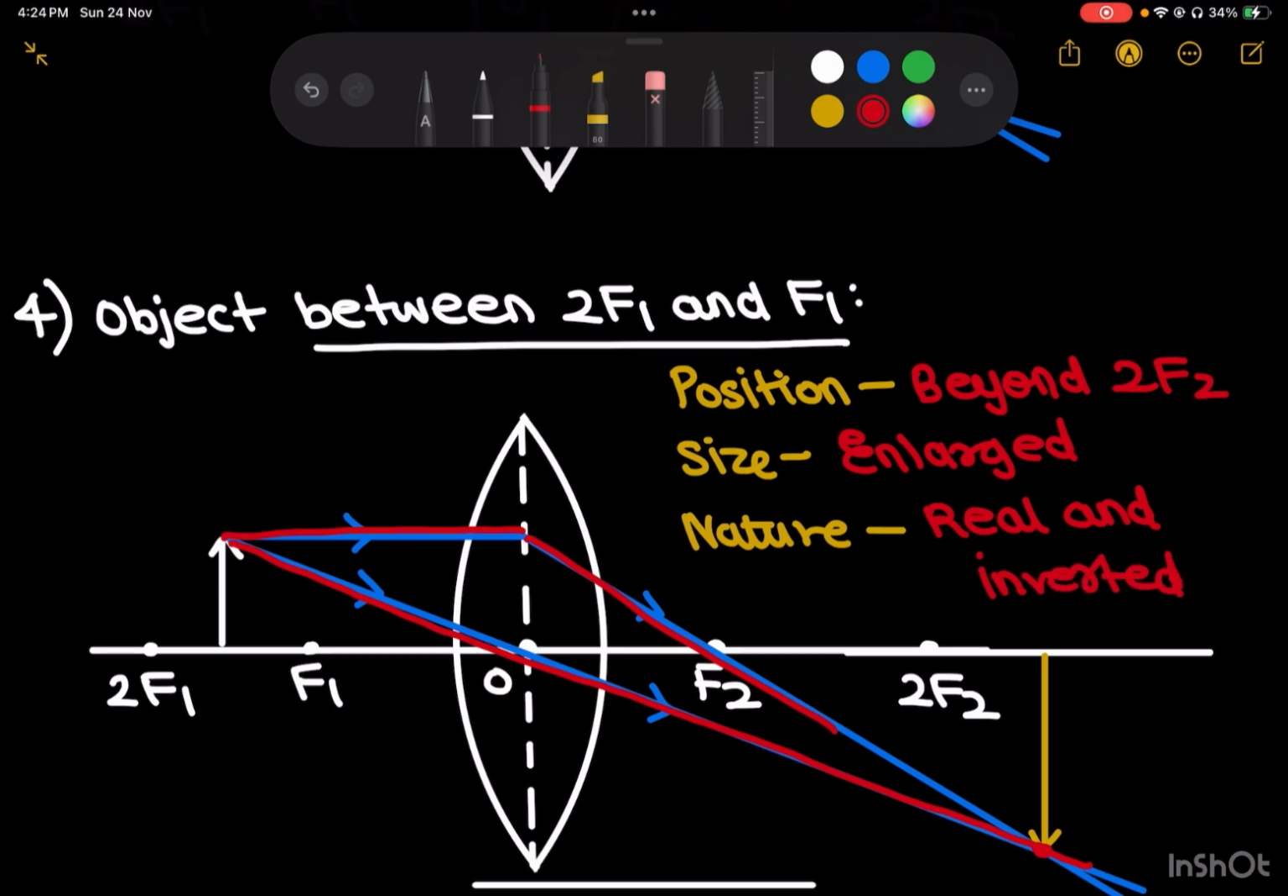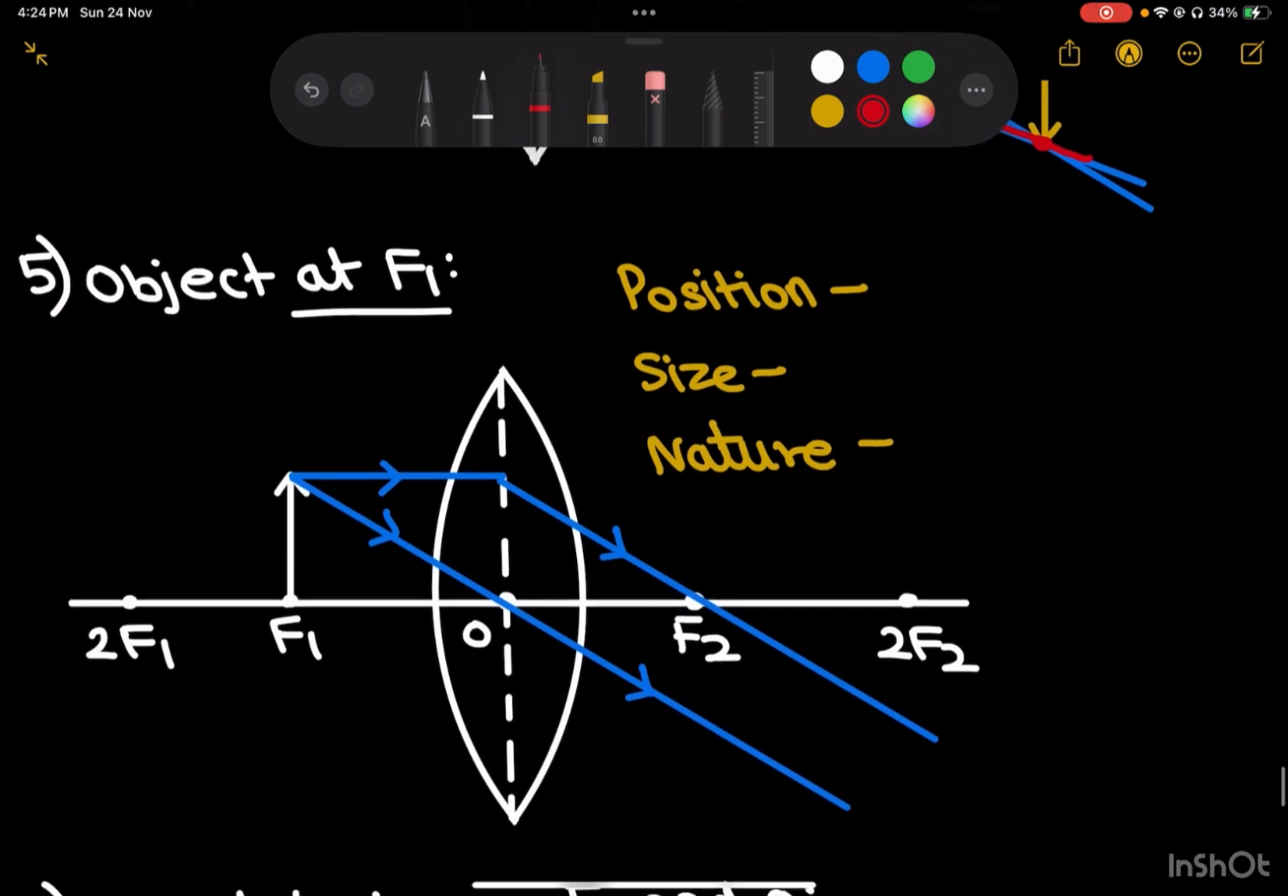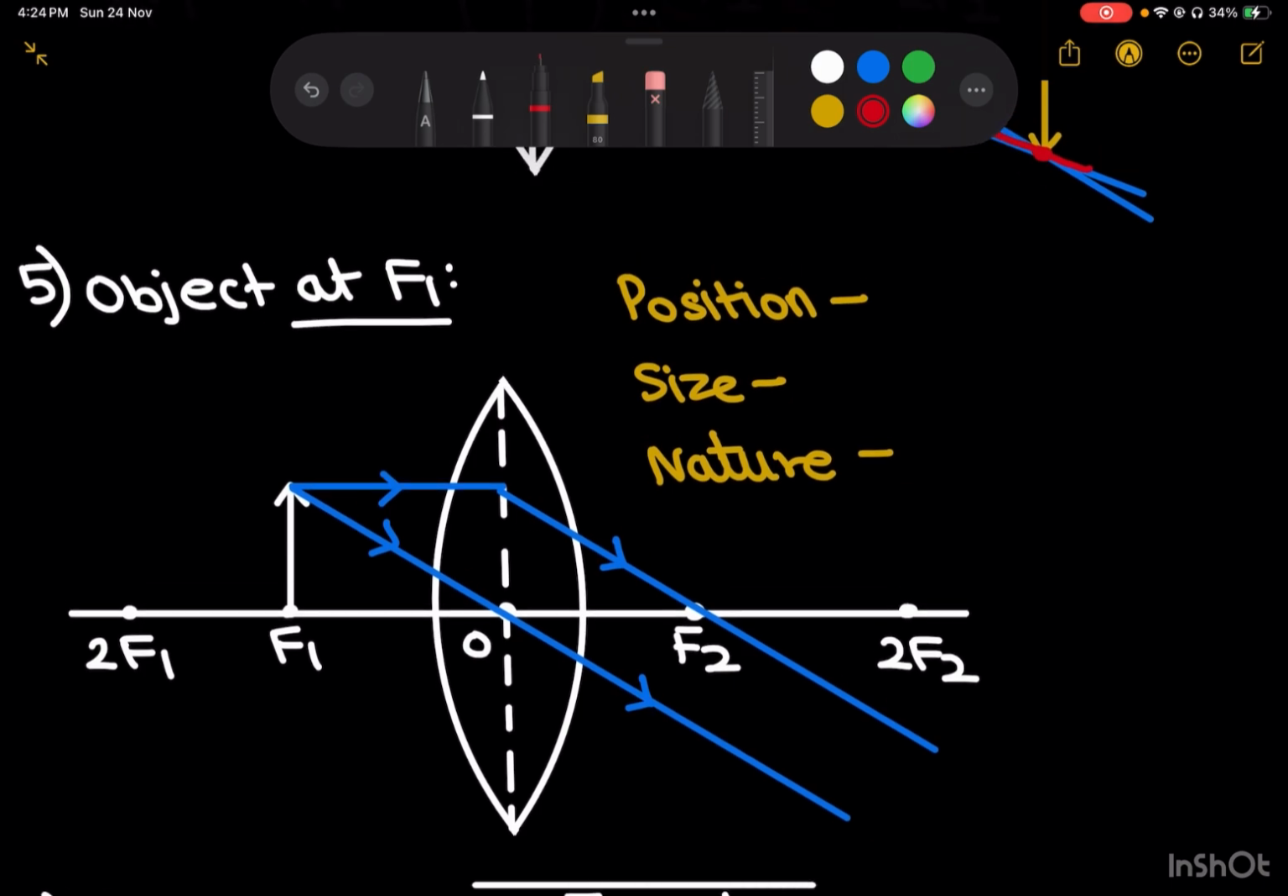Okay, moving on to the fifth case. Here, the object is at f1. So here, two rays are again directed. One passing parallel goes through the focus, and one passing through the optical center goes undeviated. Now these two refracted rays are parallel to each other. So that means the image will form at infinity. If you remember, it was the same for concave mirror. When the object was kept at focus, the two rays were reflected back and both were parallel to each other. So the position of the image there also was at infinity. Here also the position of the image will be at infinity.